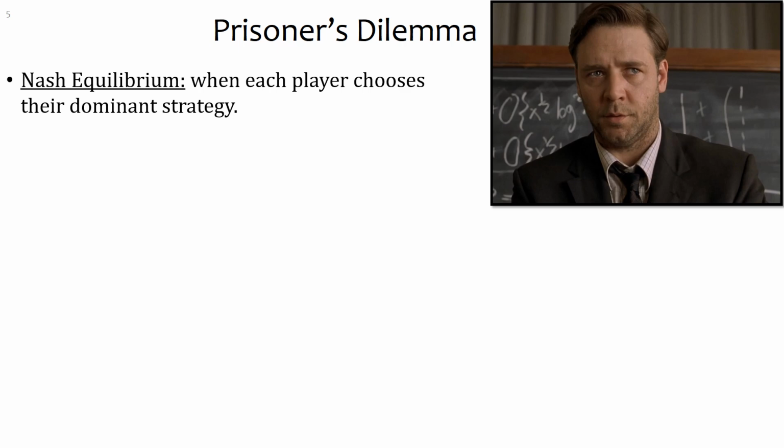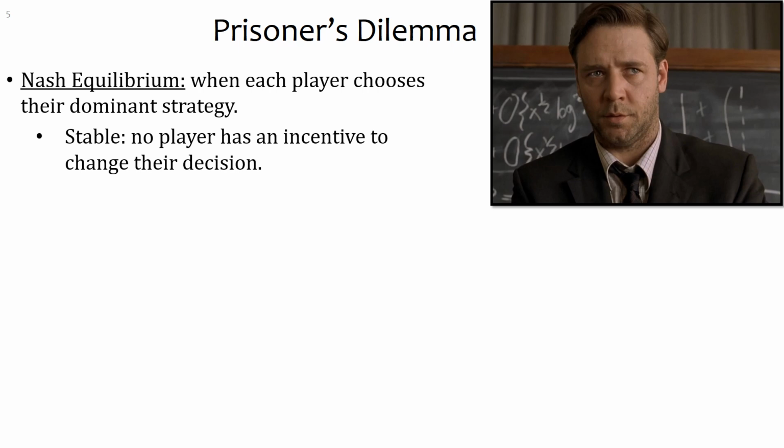Equilibrium, remember, the idea of equilibrium is a point of stability, right? So no player has an incentive to change their decision. If that's the situation, we call that a Nash equilibrium. It's not necessarily the highest payoff or outcome. This is kind of important. Nash equilibrium is not the best choice for both of them, but it's the stable choice, okay? So what makes something a Nash equilibrium is that it's stable. And how do you know it's stable? Is that there is no incentive to change their mind, okay?